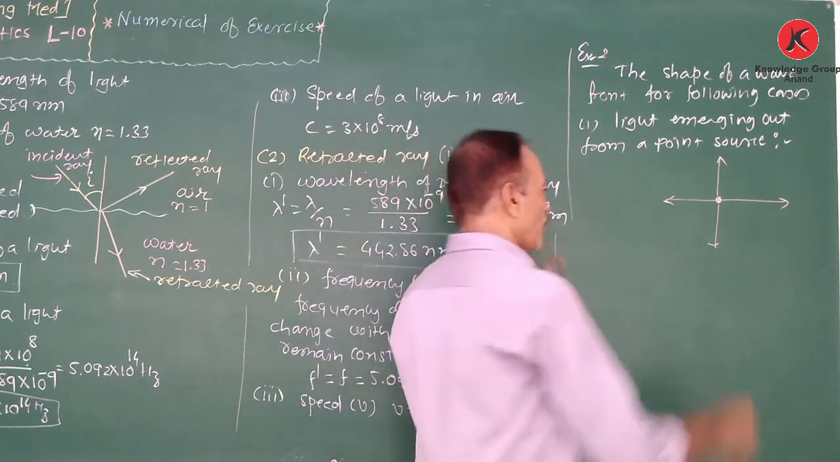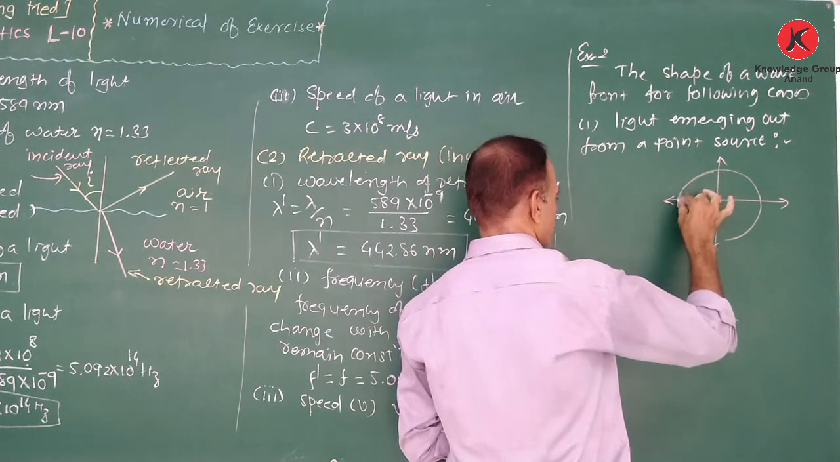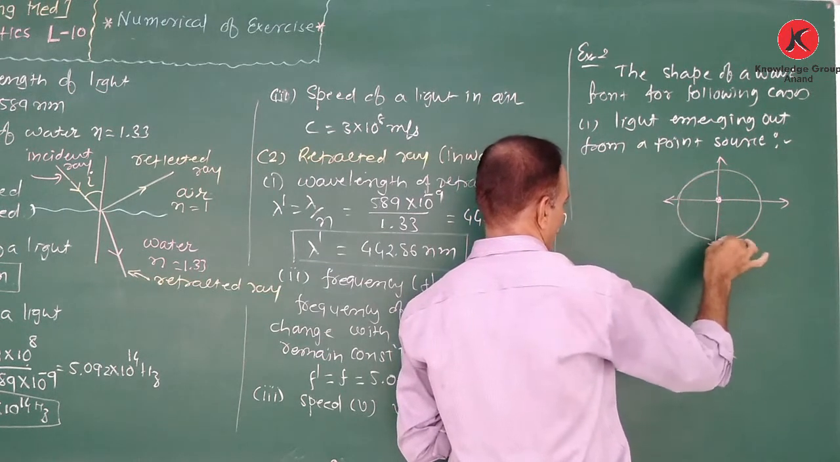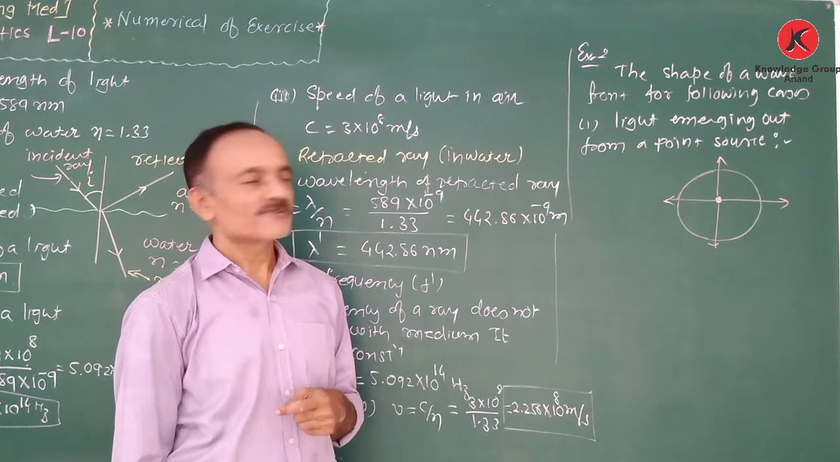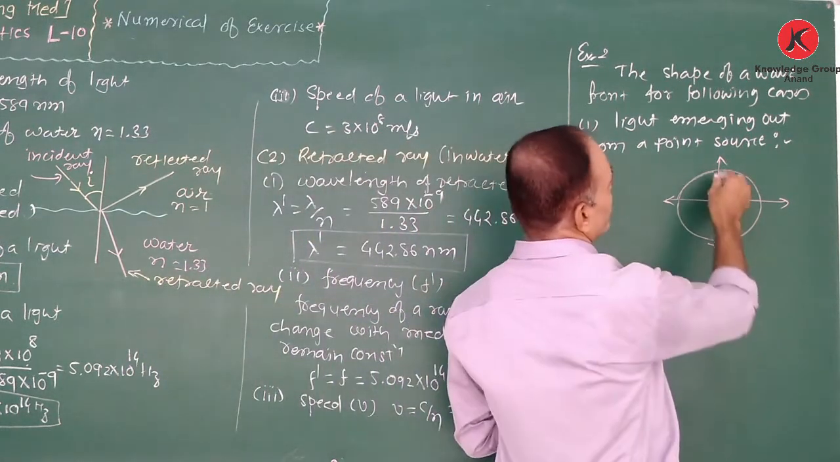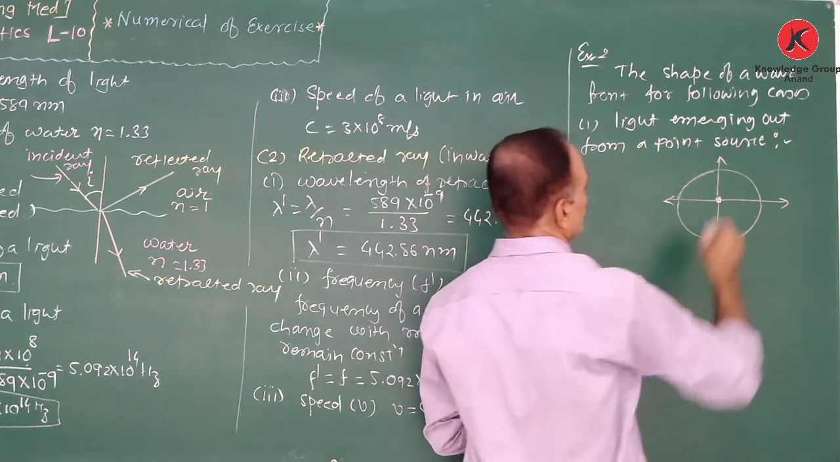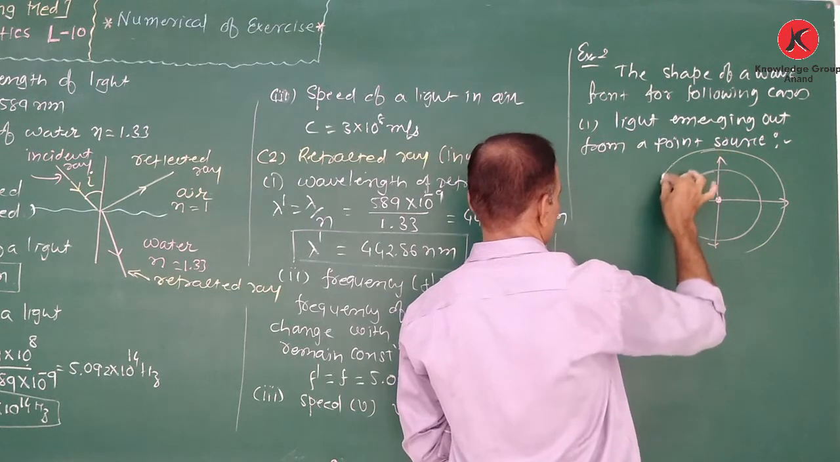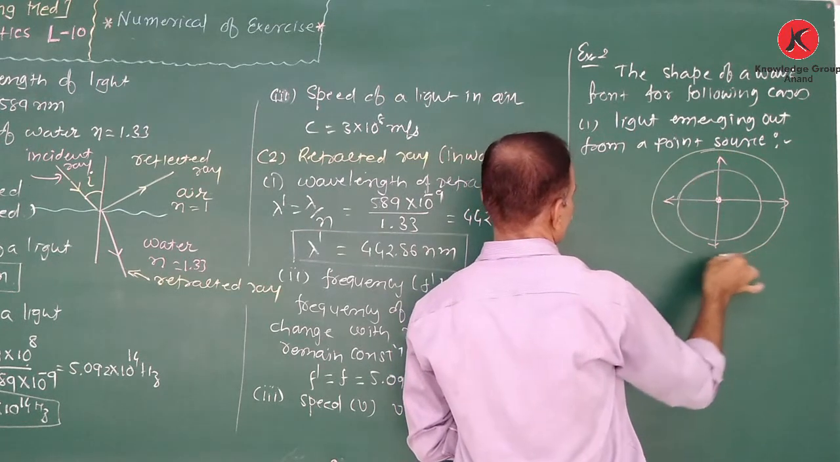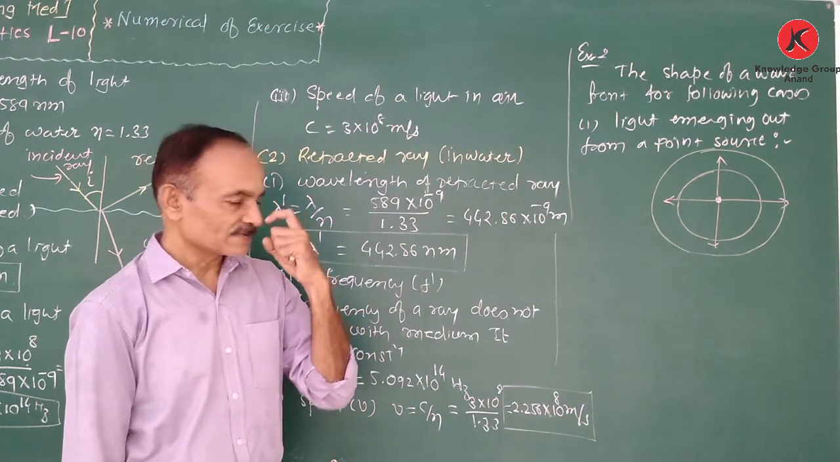Because all the points on the surface of a sphere oscillate with the same phase. So here all the points are oscillating with the same phase. If we draw one more sphere at a quite large distance, all the points on the surface of this sphere also oscillate with the same phase.